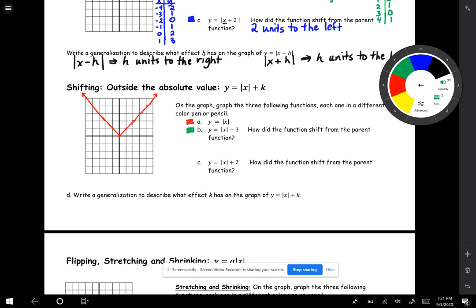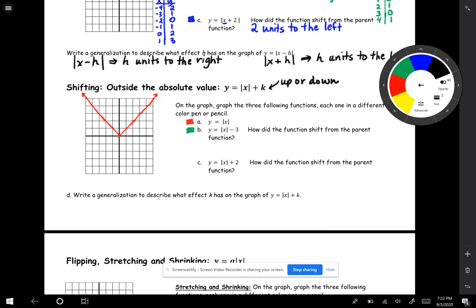So making a table, I'm not going to make a table. I'm going to show you what we're going to do rather easily. So we know H moves a graph right or left. Well, K moves it up or down. And I think hopefully you've guessed that maybe you have an idea. You do this in Algebra 1, but at the end of the year. If it's positive K, you move up. And if it's negative, you move down.